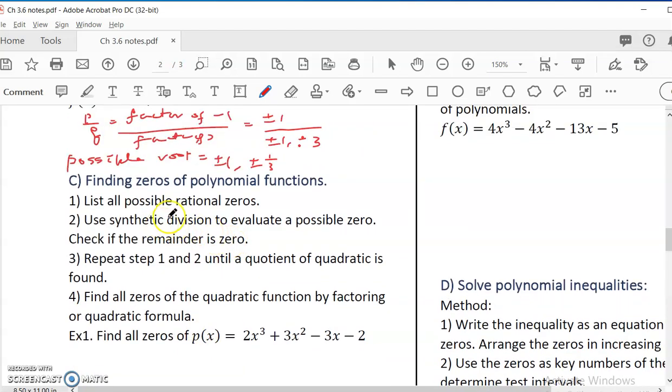Okay, so we are finally going to use the 3 things that we have learned, the remainder theorem, factor theorem, and rational zero theorem, to find the zeros of a polynomial that is difficult to factor. So we'll do it in the second video.